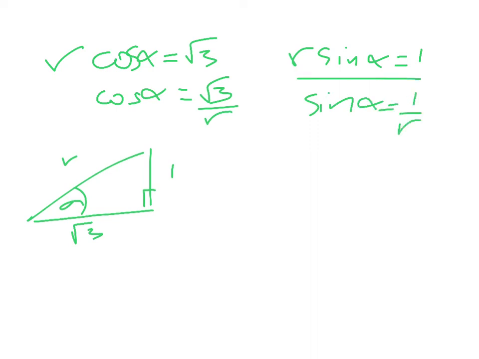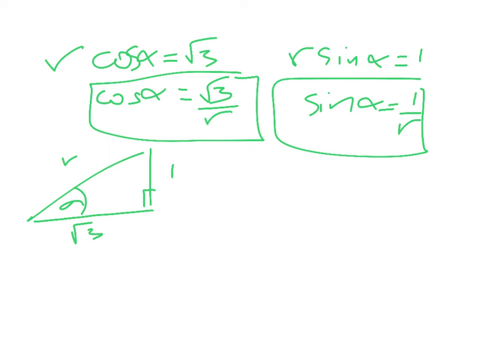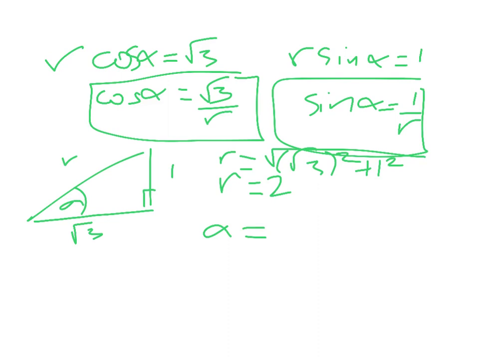So you don't strictly need this step, but I think it makes it easier to link it back to a really easy trick. So we can solve that now. And using Pythagoras, we're going to get that r is 2. Better put some working in for that. Right, so r is equal to the square root of root 3 squared plus 1 squared. So r is 2, and we know from our special triangles that alpha is equal to pi on 6.